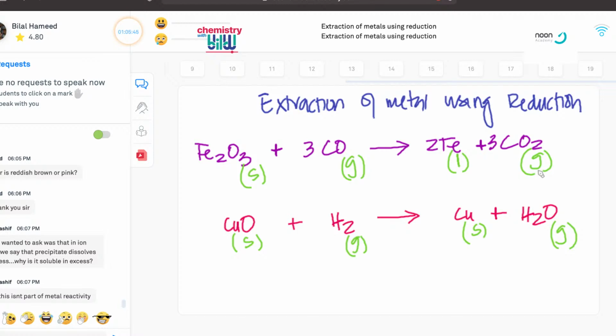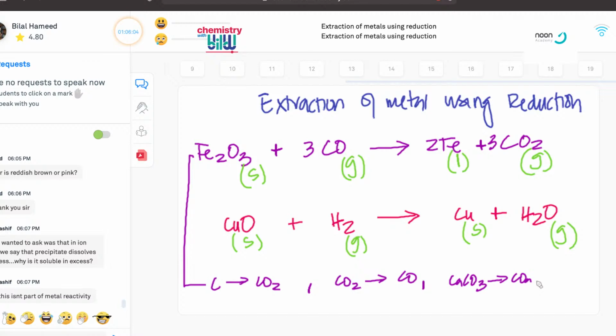Guys, these are the 2 reactions of metals using reduction. Obviously, there is more extensive work for the blast furnace because you had multiple parts to it. You had carbon to carbon dioxide, then carbon dioxide to carbon monoxide, and at the same time you also had the impurities part, where calcium oxide plus SiO2 becomes slag, calcium silicate.